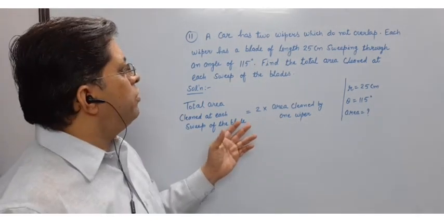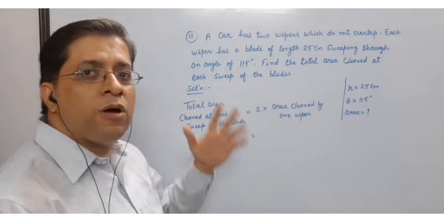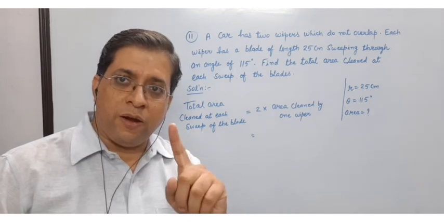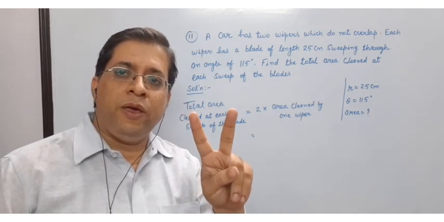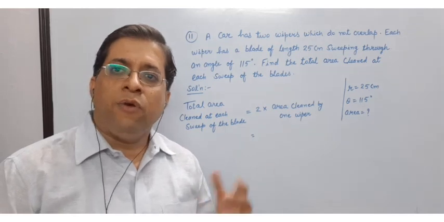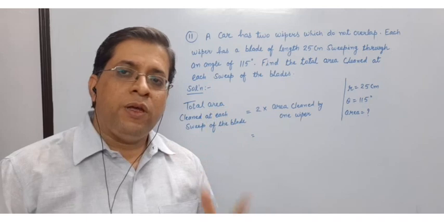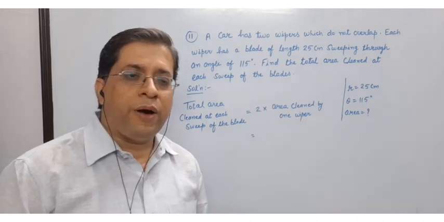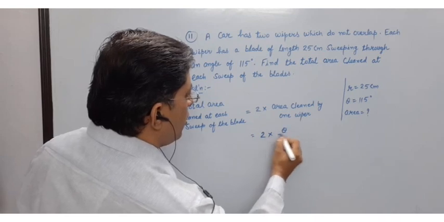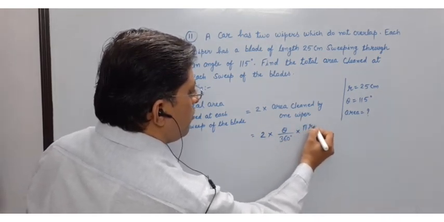Now what is the question? Two blades are sweeping. Total number of blades is 2, and one blade sweep means one sector. Now 2 blades are sweeping and cleaning the area, it means 2 into area of sector. And what is the area of sector? So this will be 2 into theta upon 360 degree into pi r square.